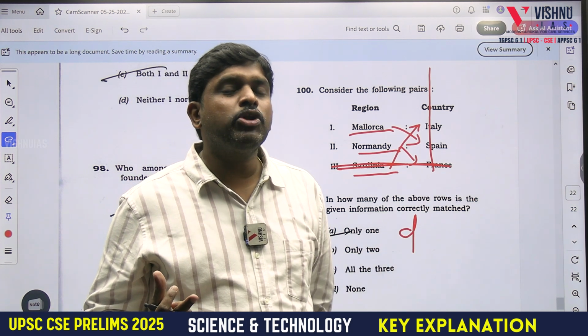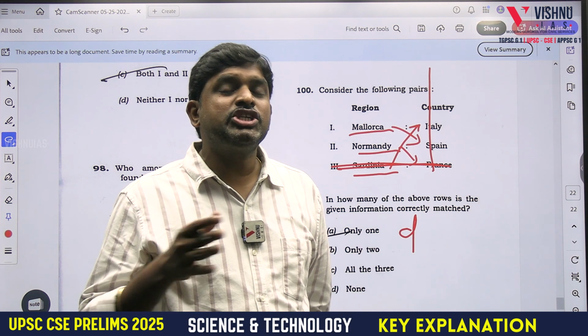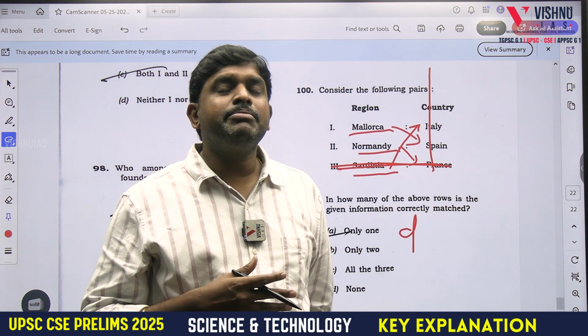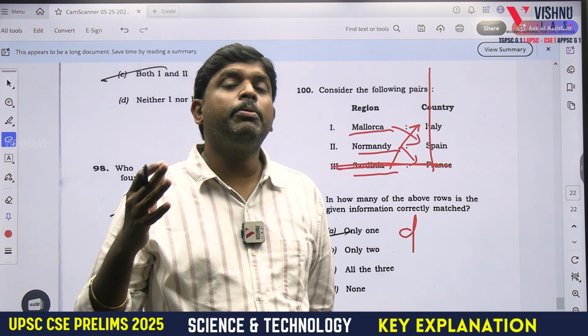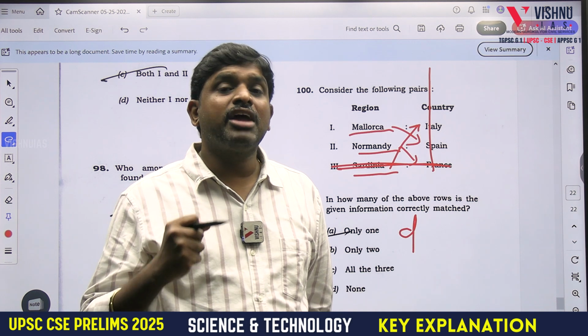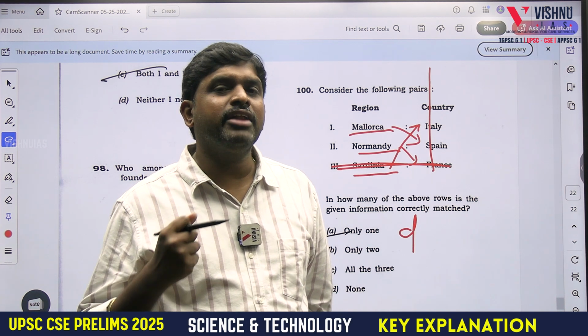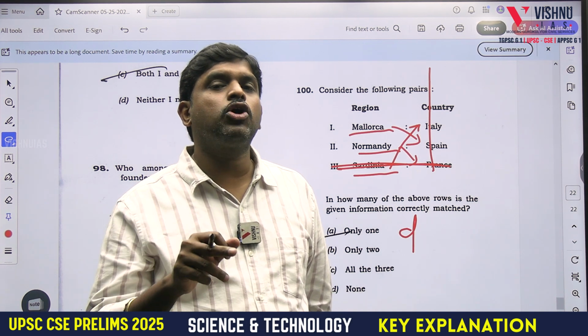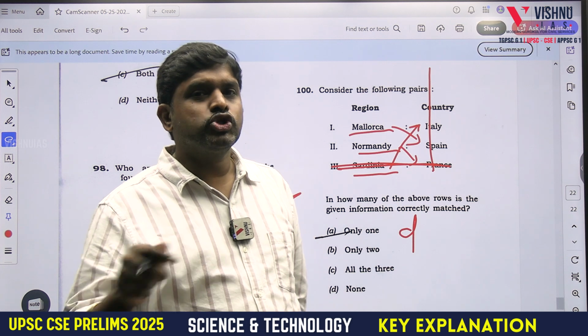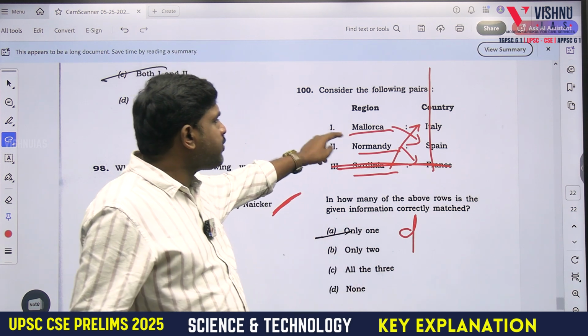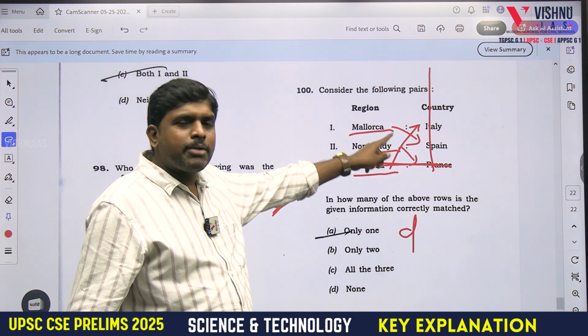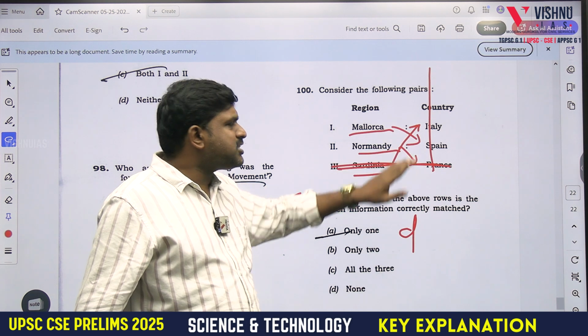Sardinia is very famous for human growth and development. Menarche and menopause will be there, no? For example, menarche they will have at 12 years and menopause at the age of 60 years. They are very healthy people. Sardinia people of Italy are very healthy people. We will be studying the concept of human growth and development. So there we will be discussing these 3 points: Mallorca of Spain, Normandy of France and Sardinia of Italy.